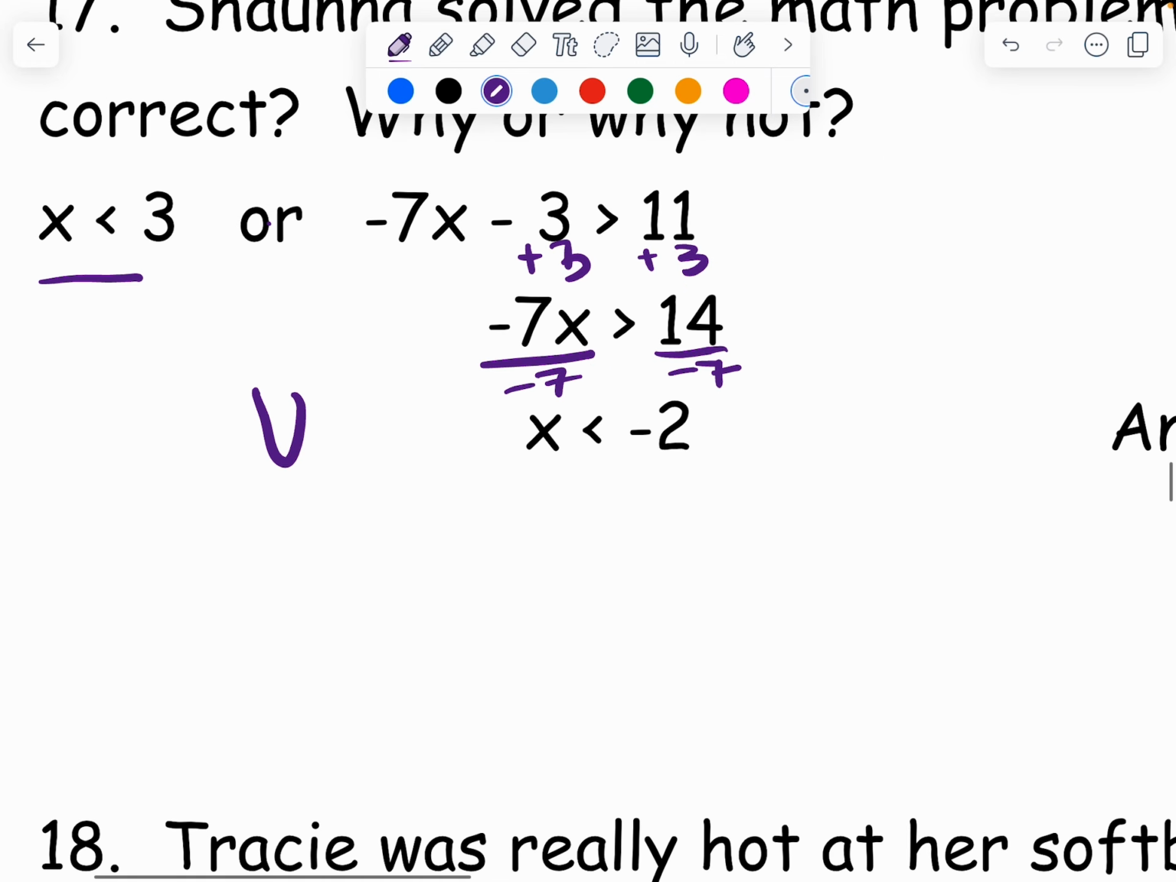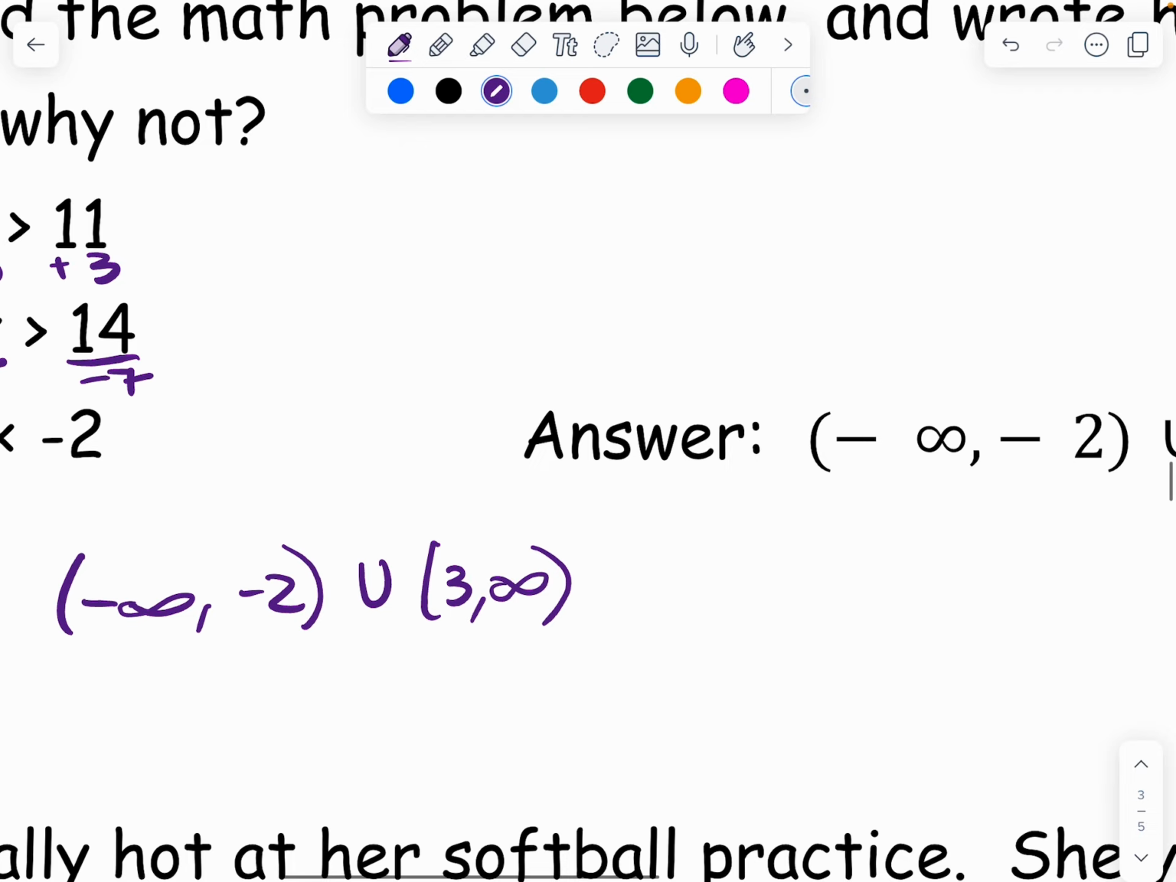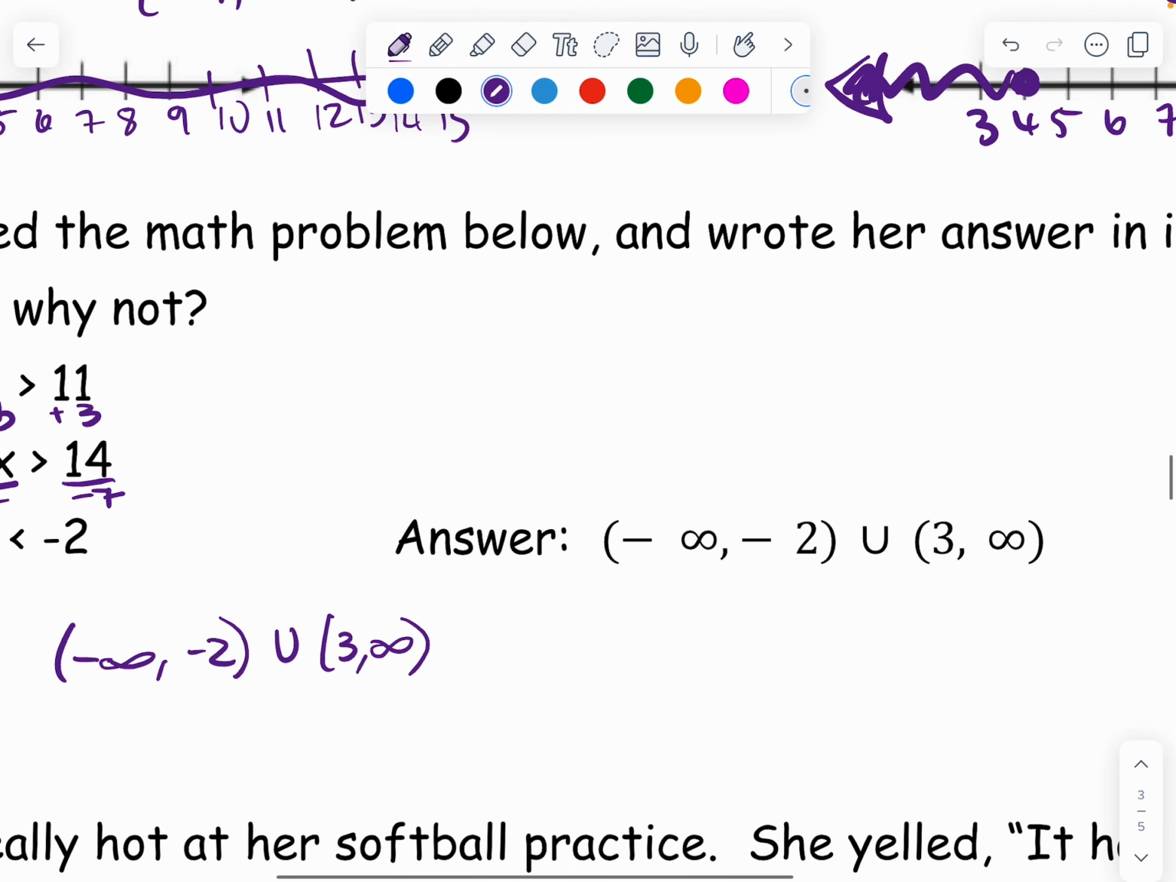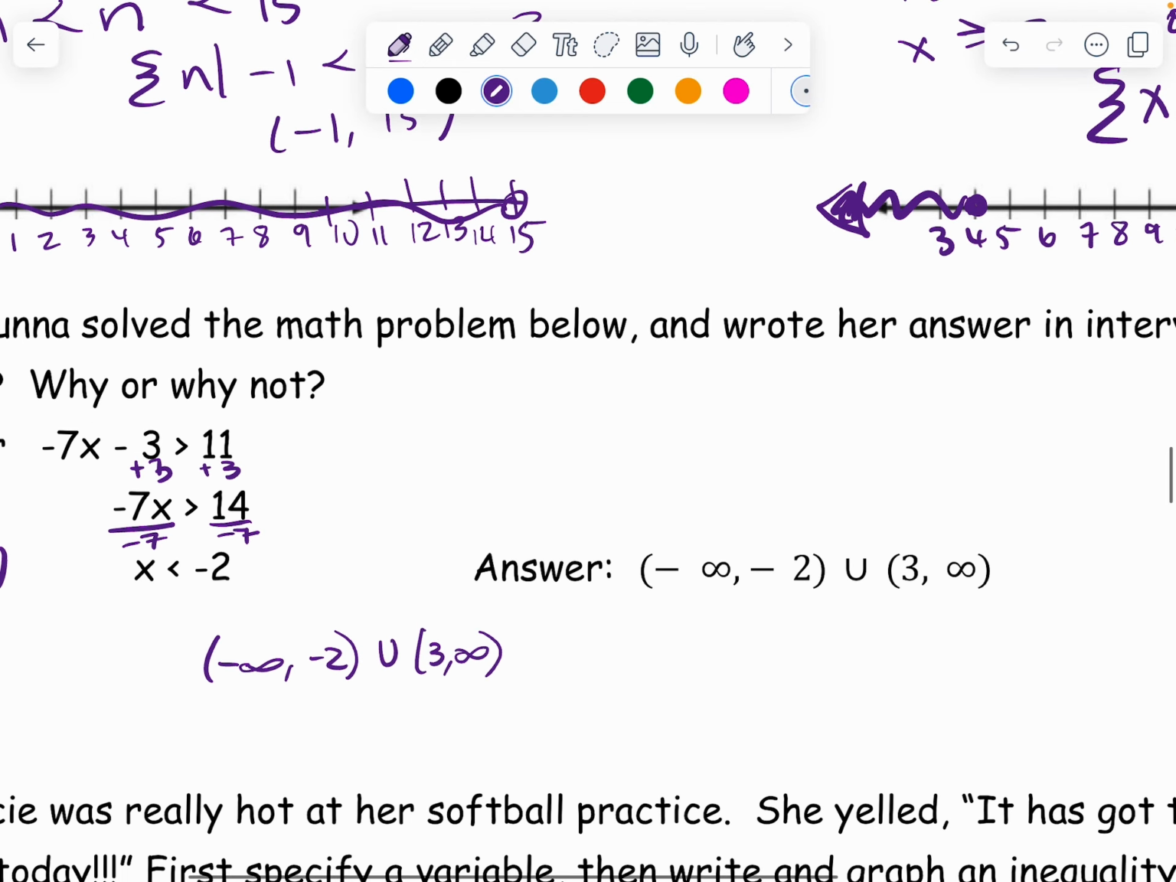Okay, so if I was going to write this in interval notation, negative infinity to negative 2, union 3 to positive infinity. So let's look. Yeah, her answer was correct.